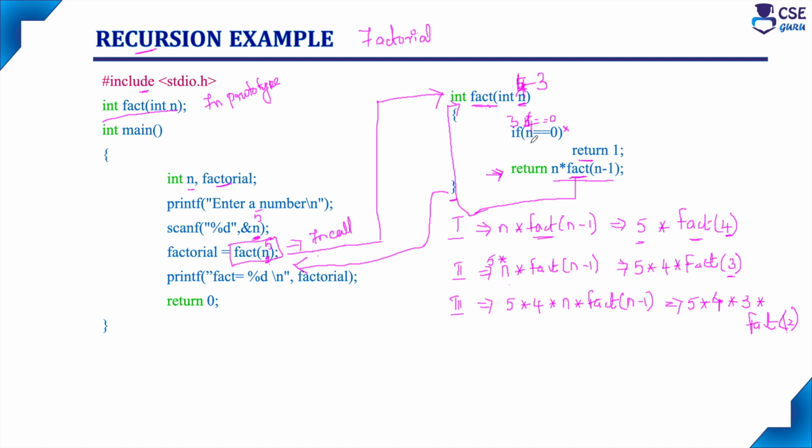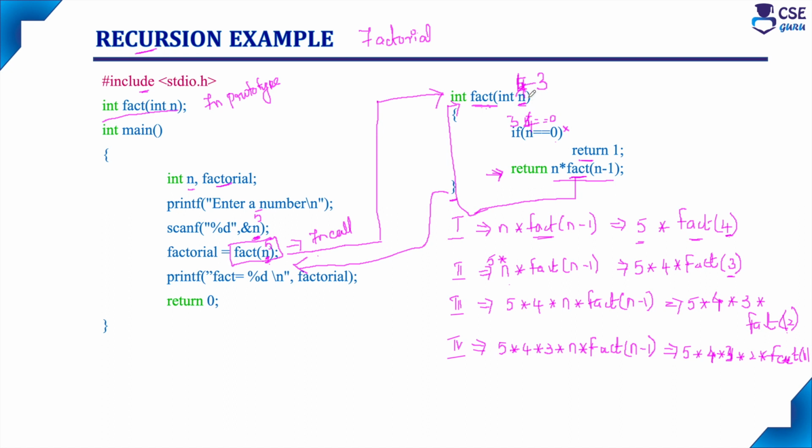With n value 2, it will execute the user-defined function one more time. It checks whether 2 is equal to 0; the condition fails, and it executes the return statement again. This is the fourth recursion. So 5 into 4 into 3, values we got from the previous recursions, and currently n into fact of n minus 1: 5 into 4 into 3 into 2 into fact of 2 minus 1, fact of 1.